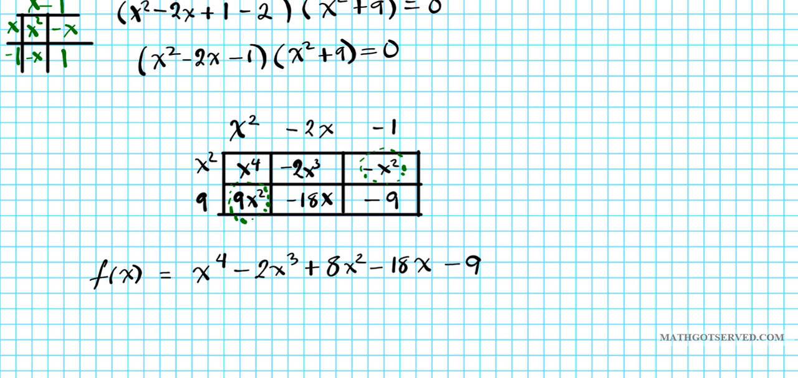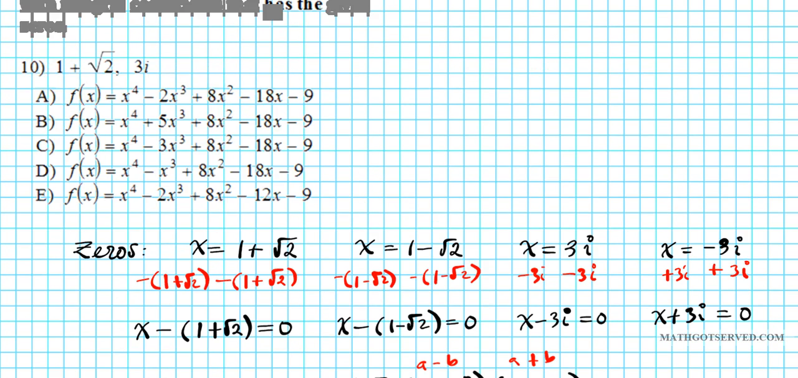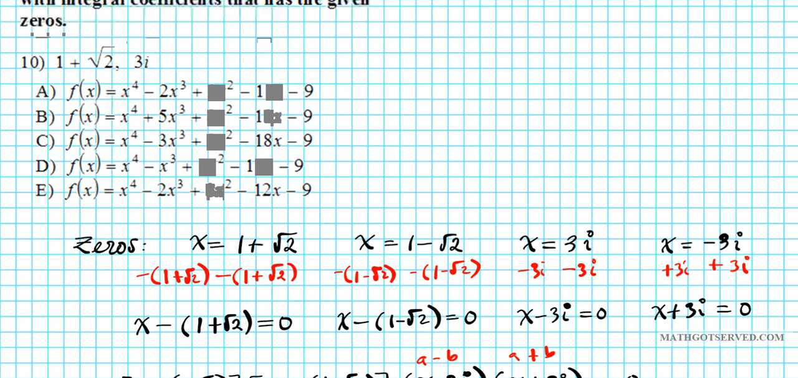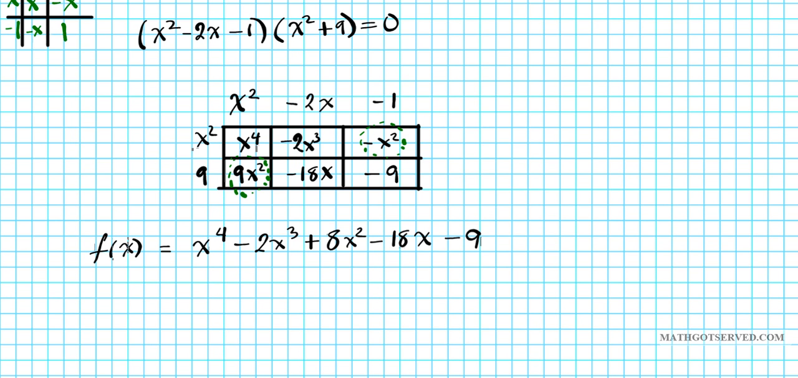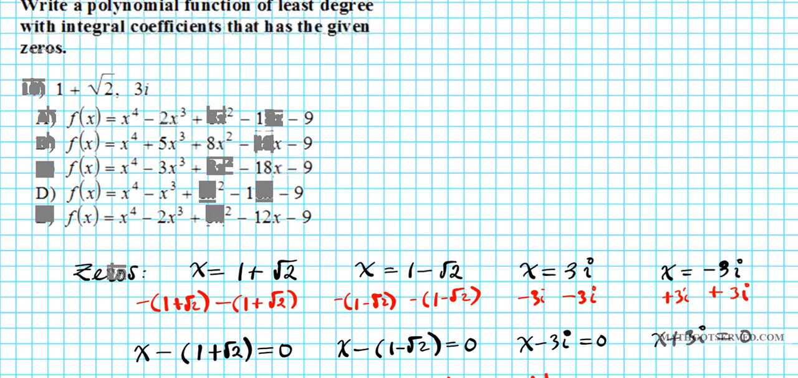Okay, more like it. So let's see. The answer is option, let's go back. x to the fourth minus 2x cubed plus 8x squared minus 18x minus 9. Option letter A is the correct answer.